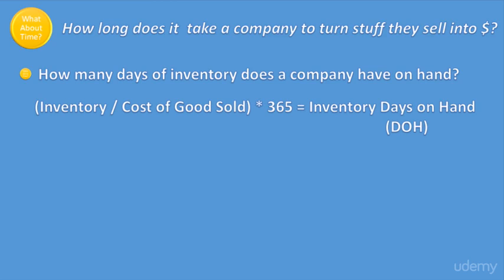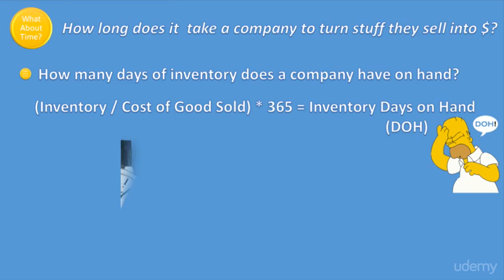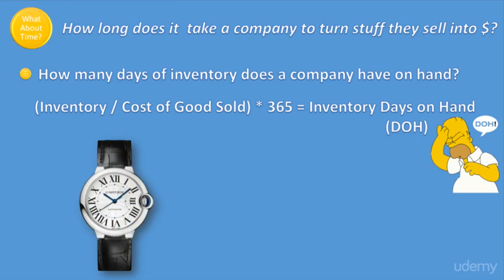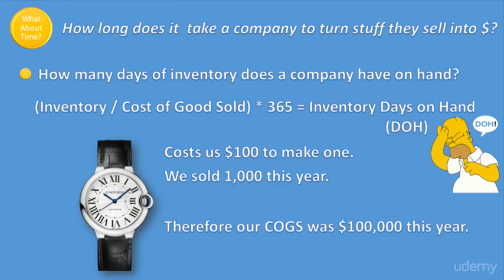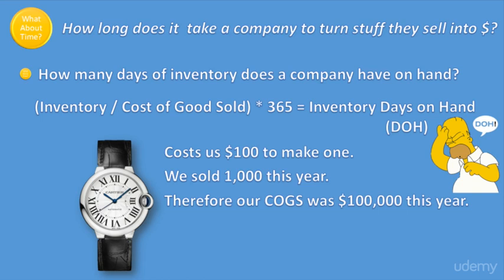Inventory divided by the cost of goods sold times 365 equals inventory days on hand, or DOH. I couldn't resist, sorry. All right, and basically, this is how it works. It costs us $100 to make a watch, okay? We sold 1,000 this year. Therefore, our cost of goods sold was $100,000 this year, right? That's just $100 times 1,000.